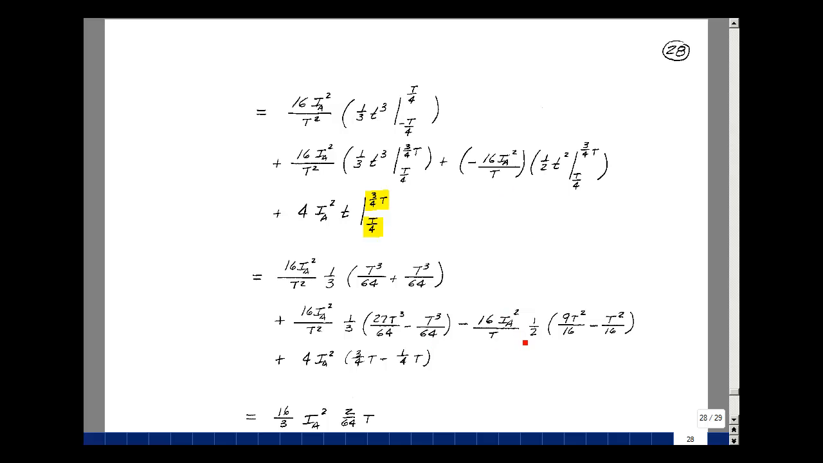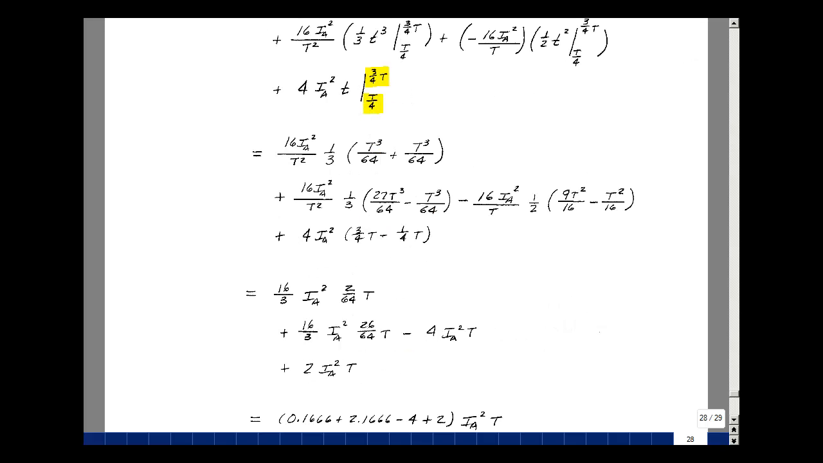This term, we've got the scalar out in front. I'm going to pull out the half with it, and then put the 3/4 in here for t squared. I'll get 9 over 16 t squared, and then minus quantity squared, which is going to be capital T squared divided by 4 squared, or 16. And lastly, this term here, I got 4 I sub a squared, and then 3/4 t minus 1/4 t.